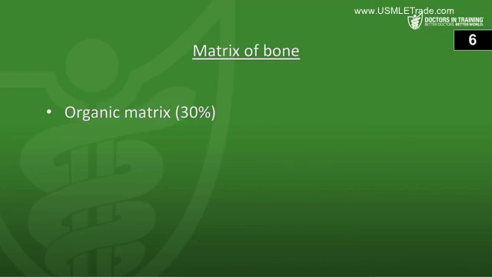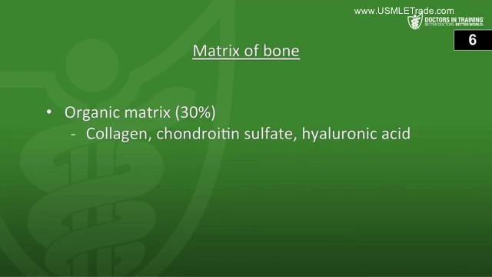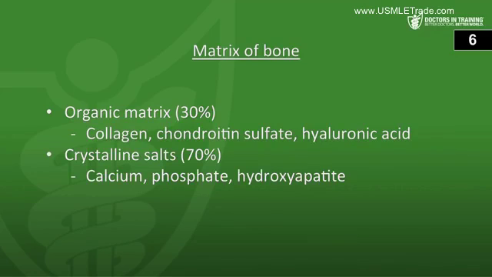Next, what substances compose the matrix of the bone? So 30% of the bone matrix is an organic matrix of collagen and chondroitin sulfate and hyaluronic acid. And then 70% is crystalline salts of calcium and phosphate. The primary salt is hydroxyapatite.